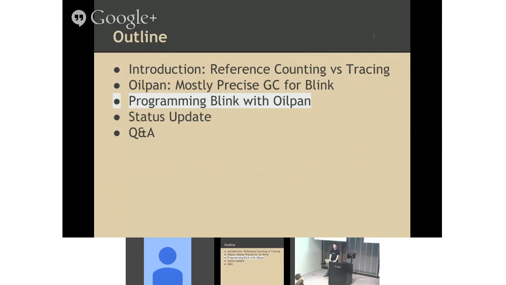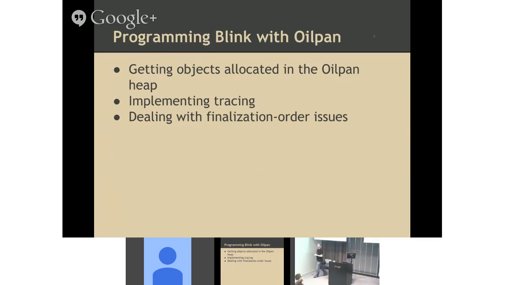So let's talk a little bit about what it's like to program Blink with Oilpan. There are 3 things that I'd like to talk about. The first one is, how do I get my objects allocated in the Oilpan heap? The second is implementing this trace method, telling the garbage collector about pointers from heap objects to other heap objects. And the last thing that I want to talk about is dealing with finalization order issues. What I mean by that is that with Oilpan, there are some changes to what you can do in destructors and what you cannot do. You need to deal with that, and you need to know the tools for dealing with that. So I'll talk a little bit about that.